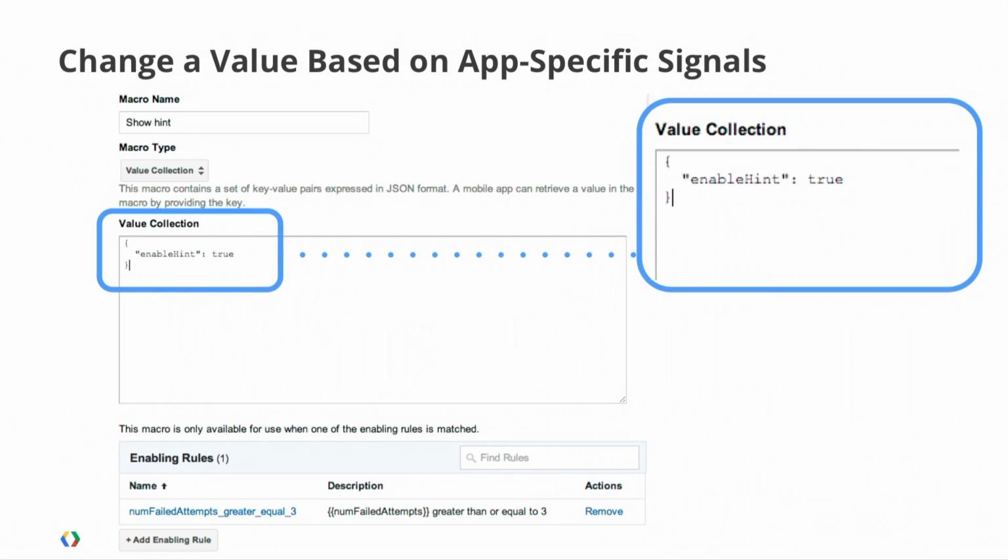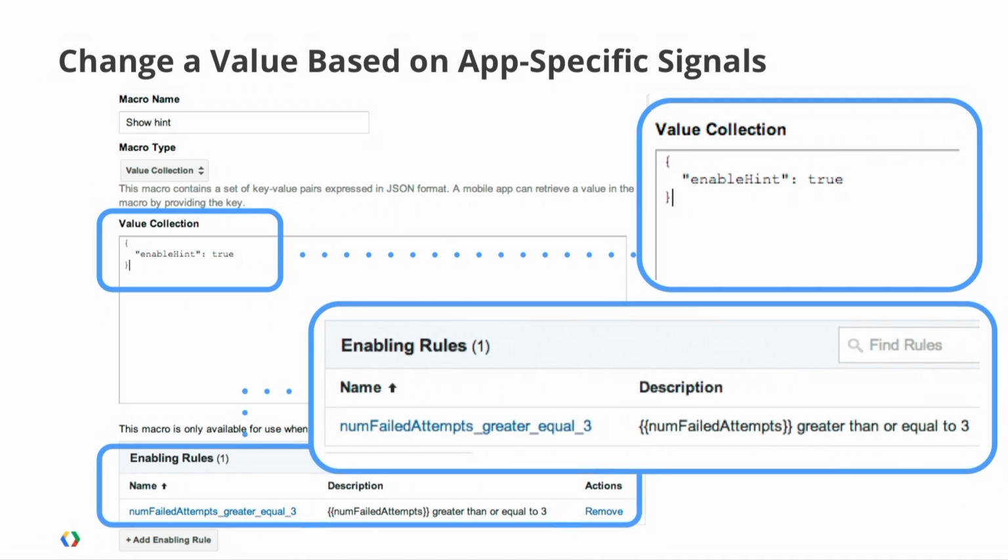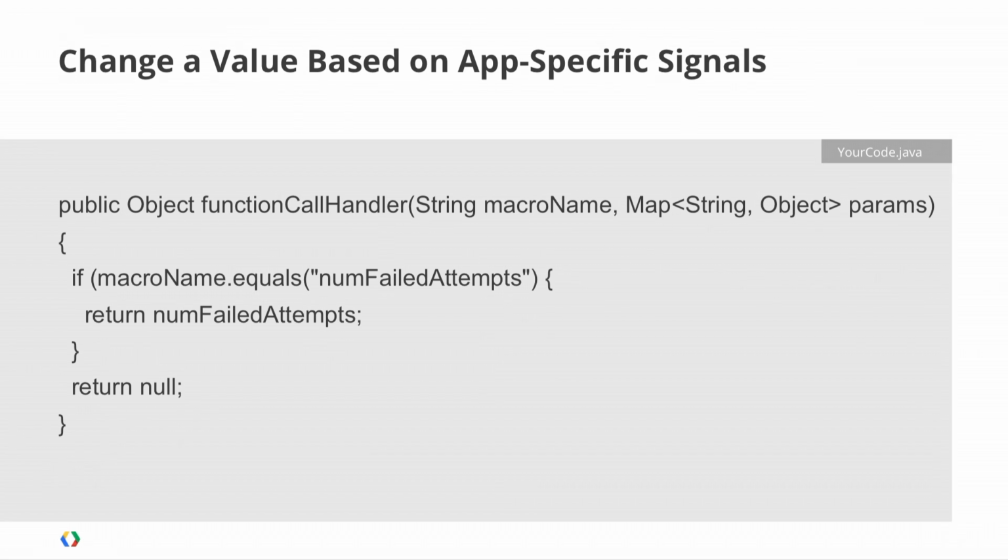So what we've done here is we say we have an enable hint is true. So your code is looking, saying, is enable hint true? If so, I'll show a hint. If not, I won't. And then we have a rule associated with that, which is that the number of failed attempts is greater than or equal to 3. Where is that num failed attempts coming from? It's coming from your code. And this is the code you write. You register a handler that is given basically the name of the thing we're interested in, along with any arguments you want to pass. Your code then runs and executes and delivers back the result. In this case, of course, it's very simple and we don't care about any arguments.